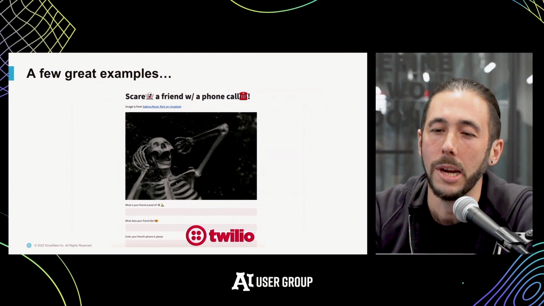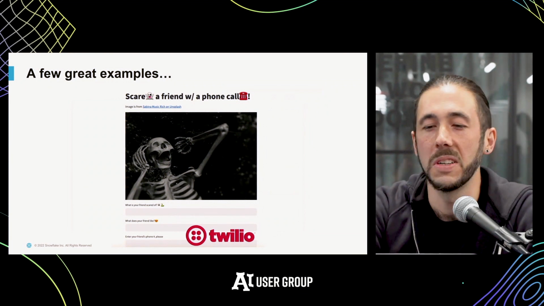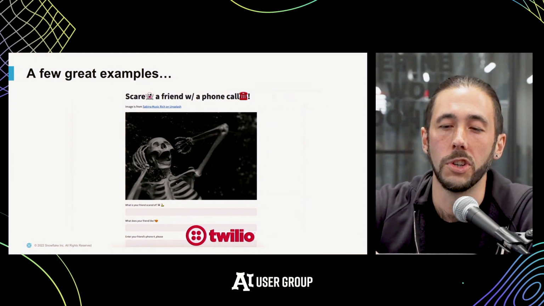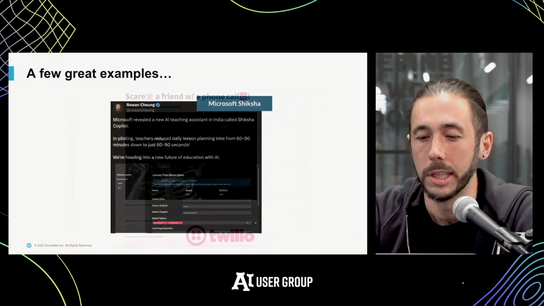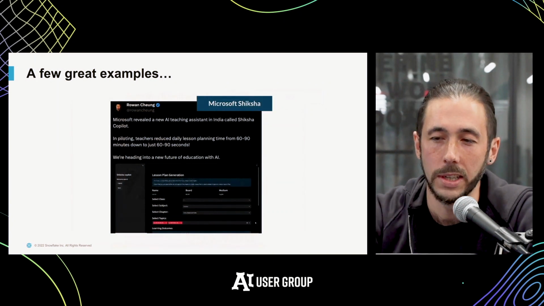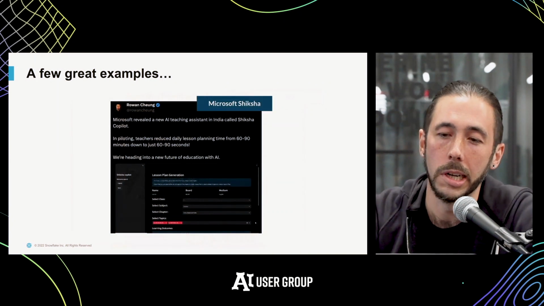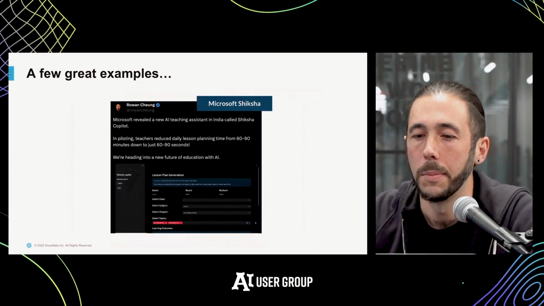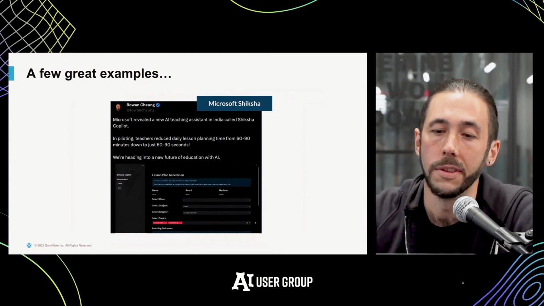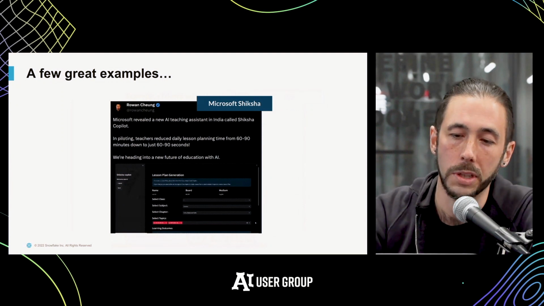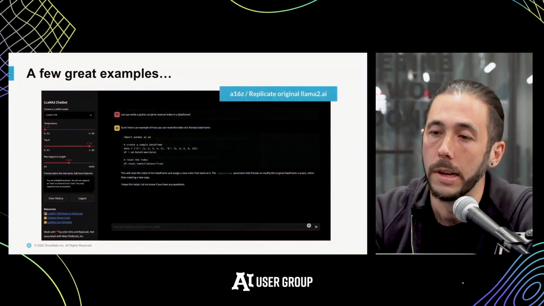This was a fun one from Twilio from Halloween that is a very simple UI to generate a prank phone call to one of your friends that Twilio will generate for you and send. Microsoft put this out a month or so ago, I think. It's basically a teaching assistant targeted for India, like a co-pilot. But they actually built the UI for it in Streamlit.